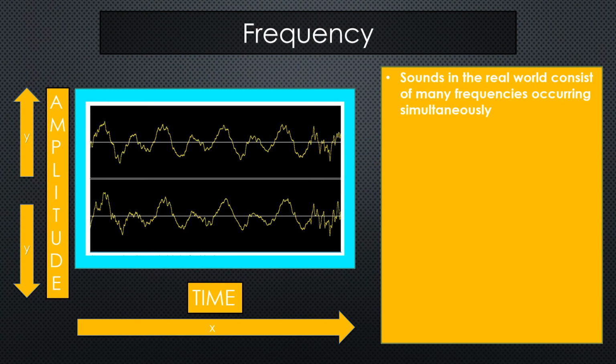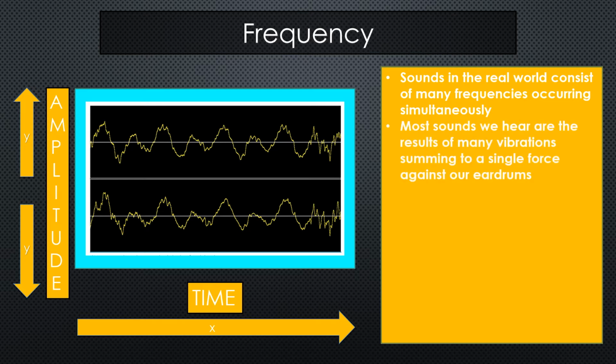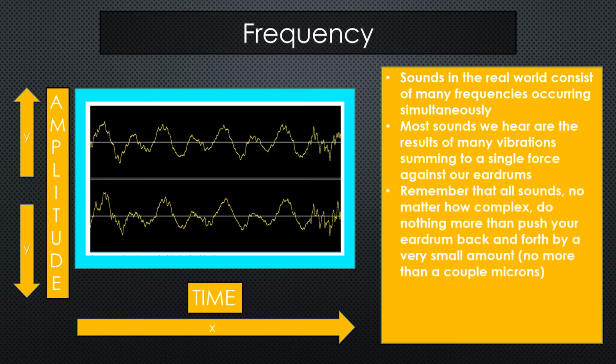Sounds in the real world consist of many frequencies occurring simultaneously, so rarely do sine tones occur in nature is another good way to think about this. We have to generate sine tones artificially with synthesizers or computers. Most of the sounds we hear are the result of many vibrations summing to a single force against our eardrums.